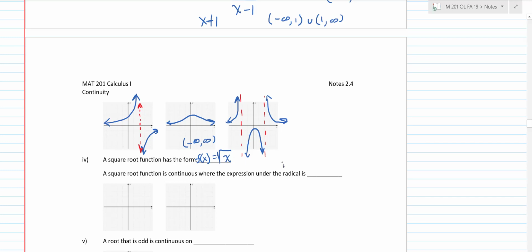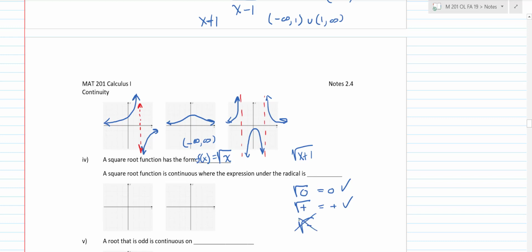But what we're looking at is something like the square root of x plus 1, really some sort of a linear function underneath the radical. What you have to understand is that the square root of 0 is okay. You can get the square root of 0, you get 0. If you take the square root of a positive number, you get a positive number, so that's cool. What you can't do is take the square root of a negative number.